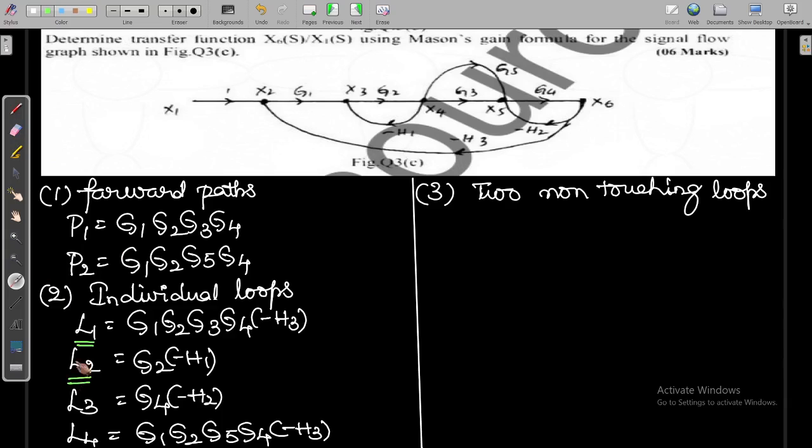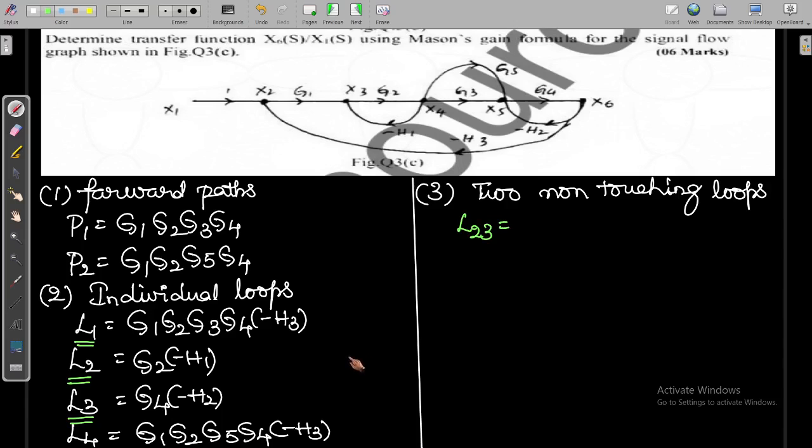Next you compare L2 with the remaining things. Let us compare L2 with L3. Whenever you compare L2 with L3, is there any common node here? L2 is here, L3 is here, not having a common node. So you can write that as L23 is one non-touching loop.